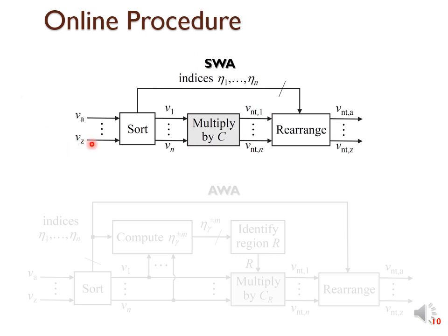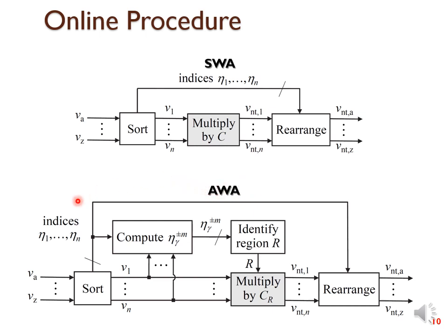Now we tackle how to generate V and T from V during the online execution for symmetrical windings. So basically we just sort the phase voltages from lowest to largest, then we multiply them by the matrix C, and finally we rearrange them using the same indices that we obtained from the first sorting. On the other hand, for asymmetrical windings, we also sort the phase voltages from lowest to largest. We compute these parameters that we have previously defined in order to identify the region R in each sampling period, and depending on R, we select the respective matrix CR and we multiply it by the input sorted voltages. And finally, we rearrange them using the initial indices in order to obtain the no torque voltages.